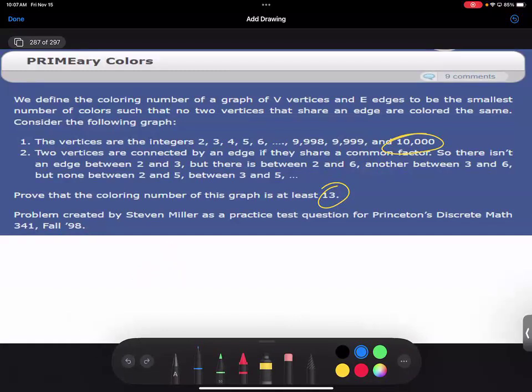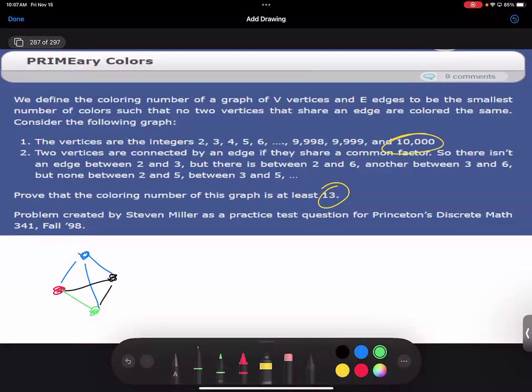So again, I'll do a complete graph, and we'll do it on 4 colors. So you can see blue is connected to everything. Black is connected to everything, so I need to draw these extra lines. Green is connected to everything. So this is a complete graph on 4 vertices. Because everything is connected to everything, I need to use 4 colors.